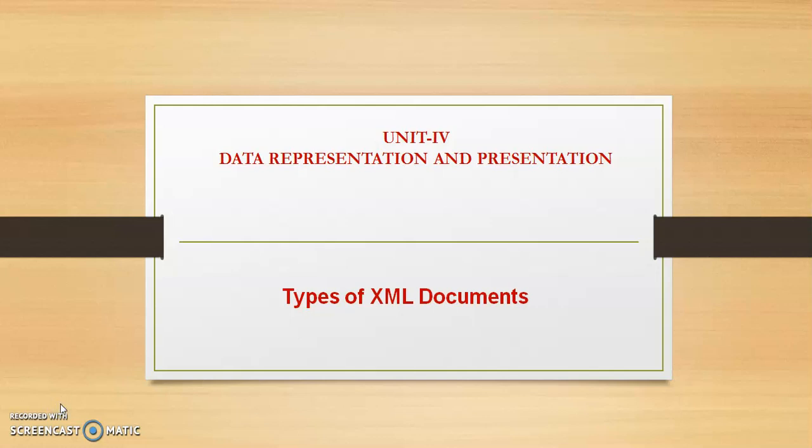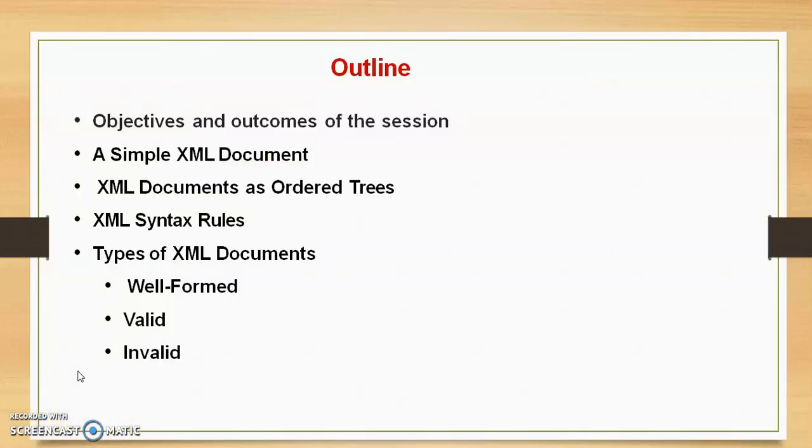Here is the outline of today's session: objectives and outcomes of the session, an example document, and XML documents which are specified as ordered trees. We are going to see XML syntax rules and the types of XML documents. There are three types specified: well-formed XML documents, valid and invalid XML documents.